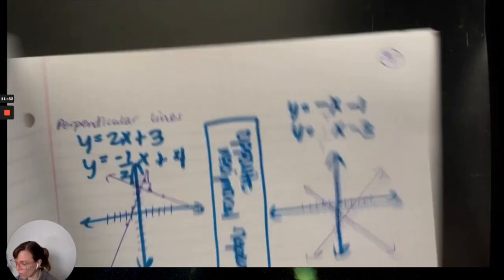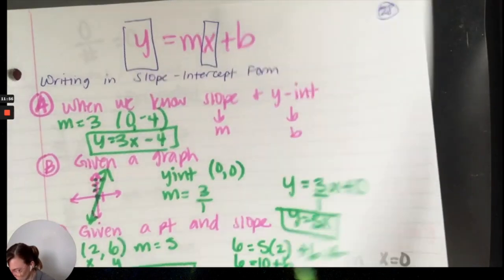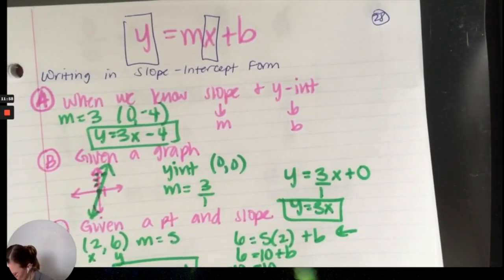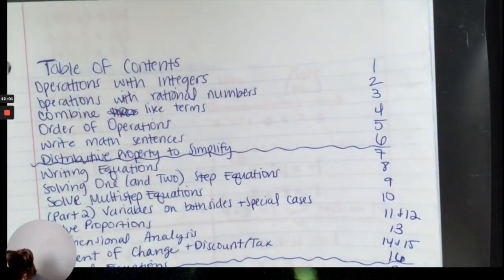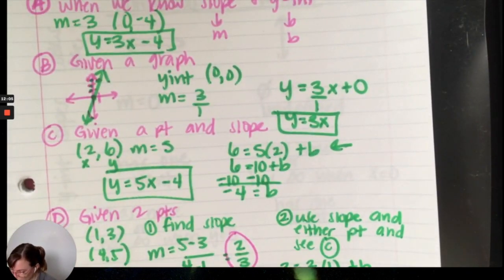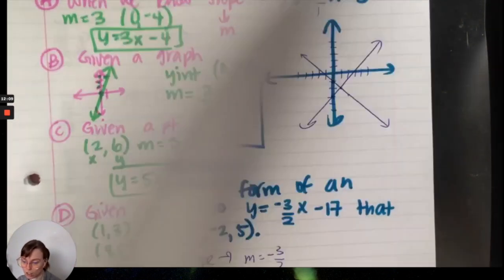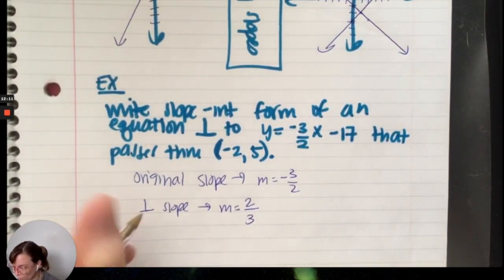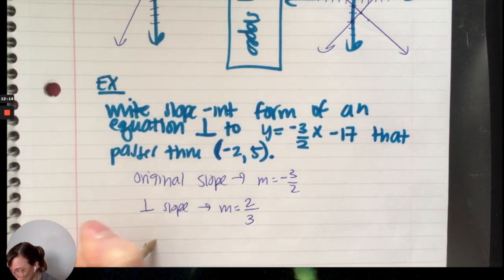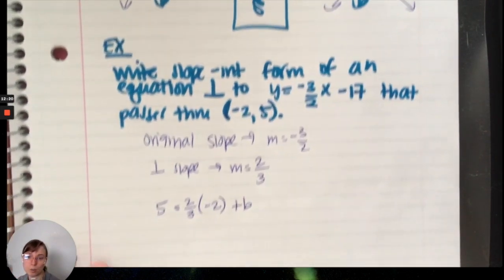So I'm going to go back to my writing in slope-intercept form, which is on page 28. I'm given a point and a slope. So I'm following these directions from C, all right? So I'm going to take my point. I'm going to replace the y with 5. The slope is 2/3. The x is -2. And I don't know my y-intercept.